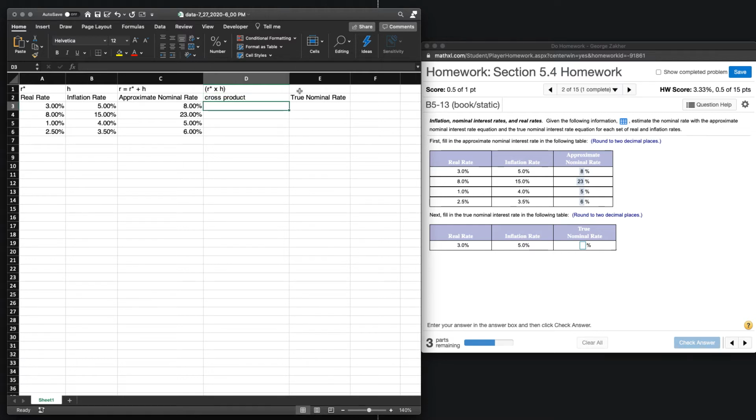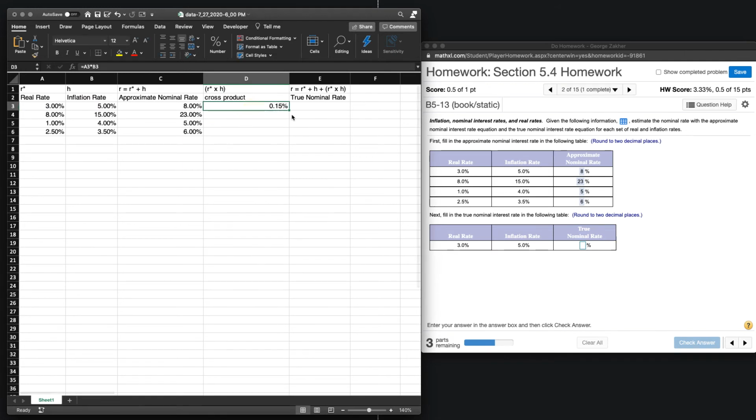So once we do that, we recognize the formula is, again, same as the approximate nominal rate, but we are adding that additional compensation. So we're going to add the cross product. All right, so we can calculate the cross product just to see it on its own. So again, cross product is going to be the real rate times the inflation rate. Okay, and we can go ahead and bring that down.